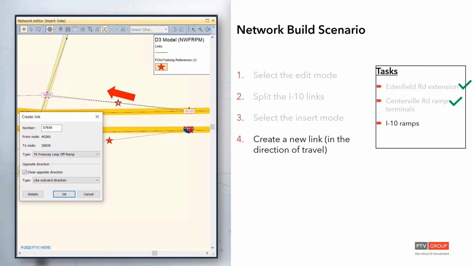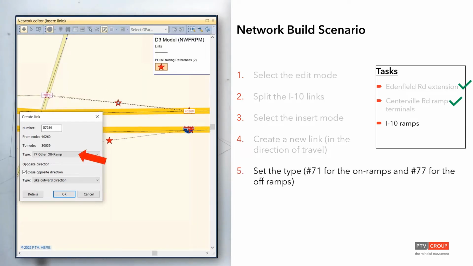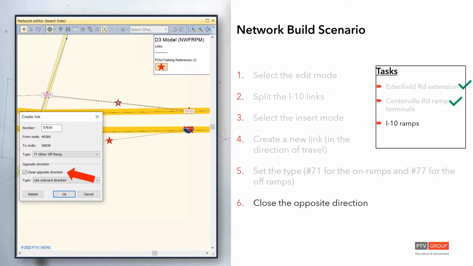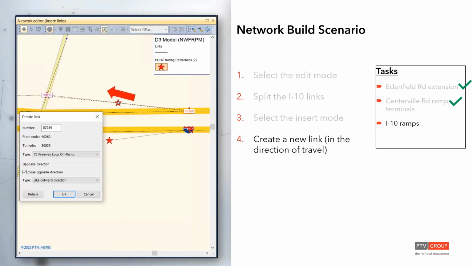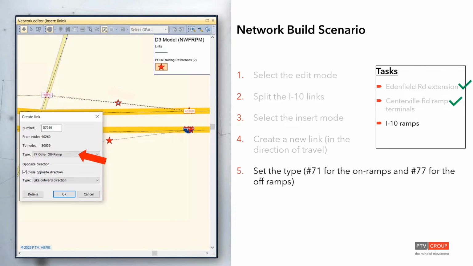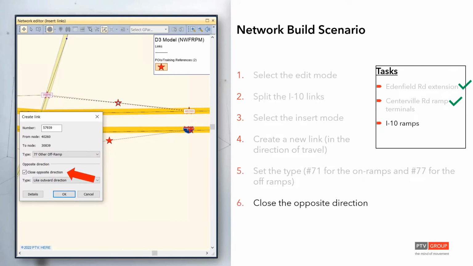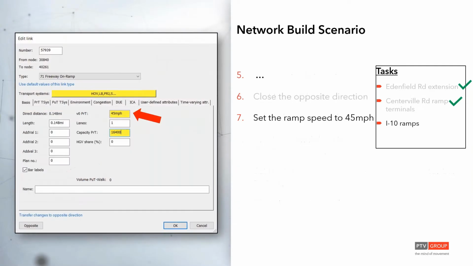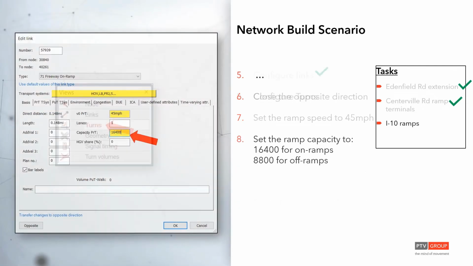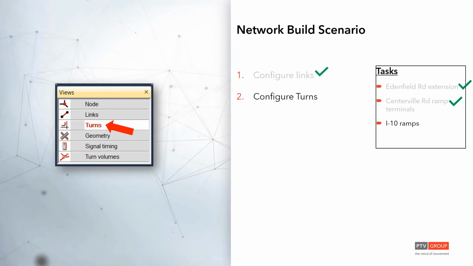the ramp links themselves are going to be one-way links. So it's important that we select the correct link type and that we close the opposite direction. So the key here is that we're going to be building the links in the direction of travel. And then we are going to be closing the opposite direction because we do not want any path choices to be getting onto these links or anything like that, going in the opposite direction. And then we're going to set the capacities, and then we're going to configure the turns.